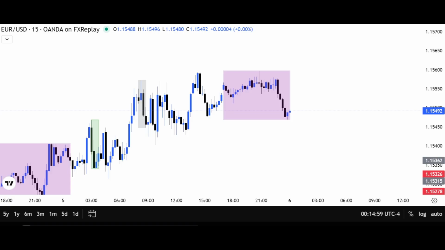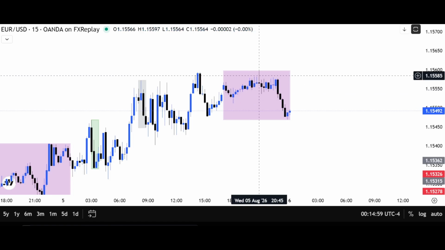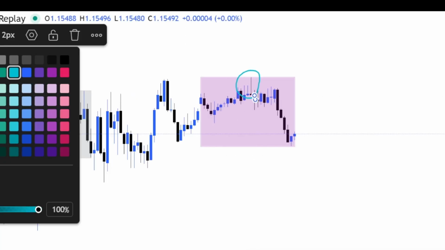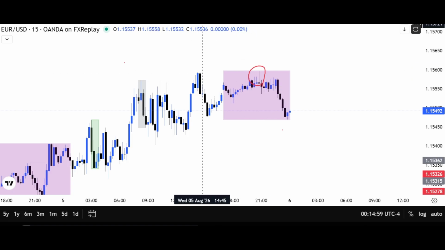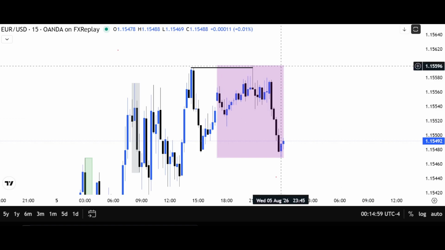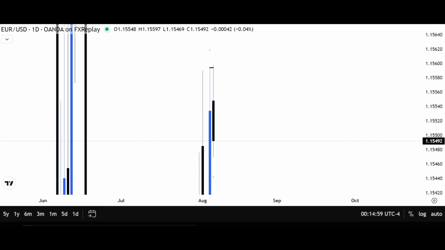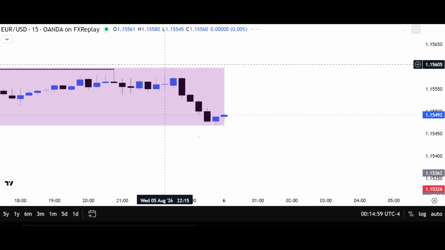So with one look at the Asian session purple box, you can see instantly and identify the intent of the price. In the middle of the Asian session, you can spot this wick over here swept yesterday's high. If this is not obvious, you can always go to daily and see it clearly. This wick happened precisely in the middle of the Asian session.